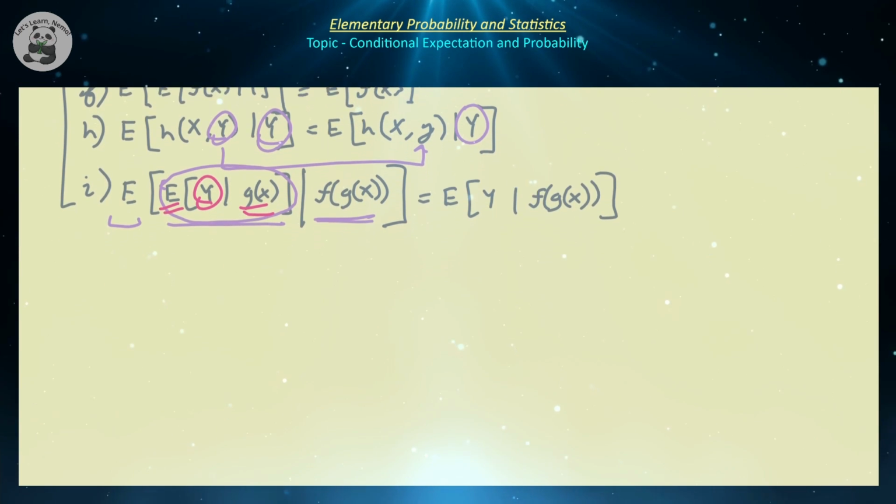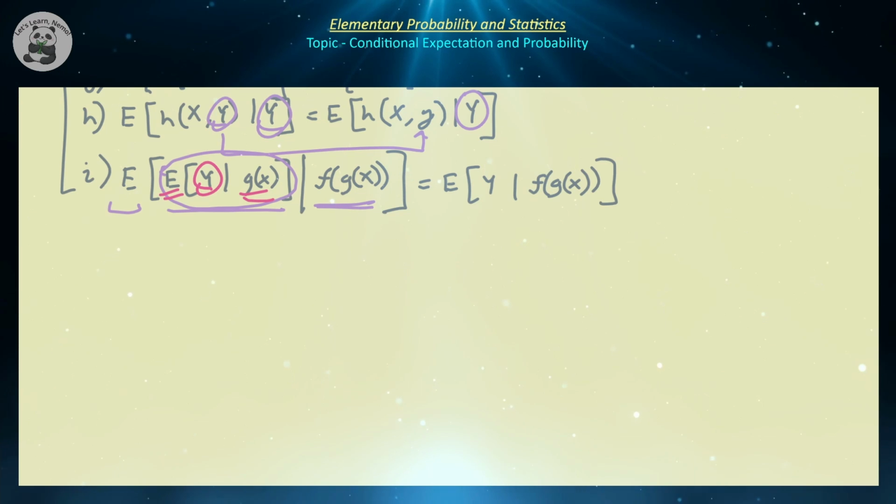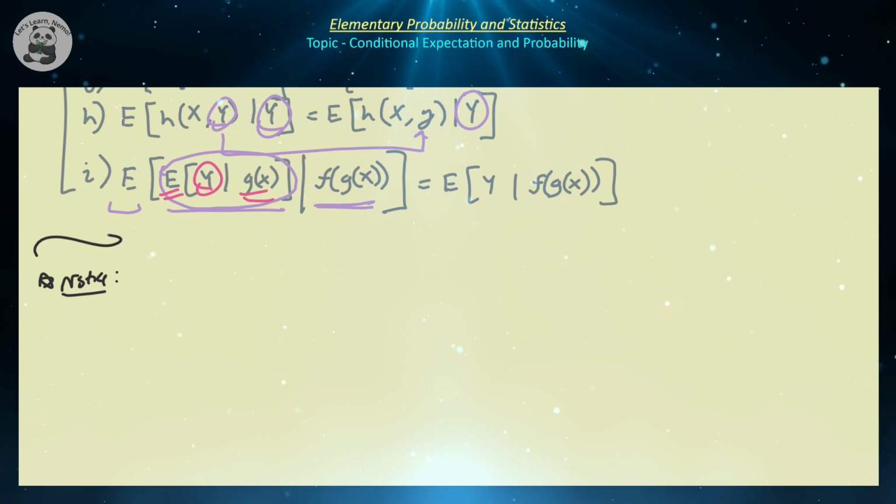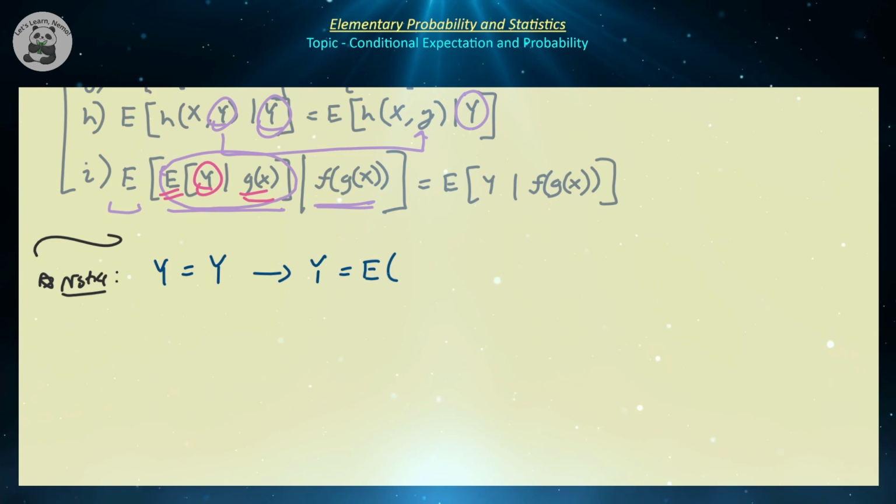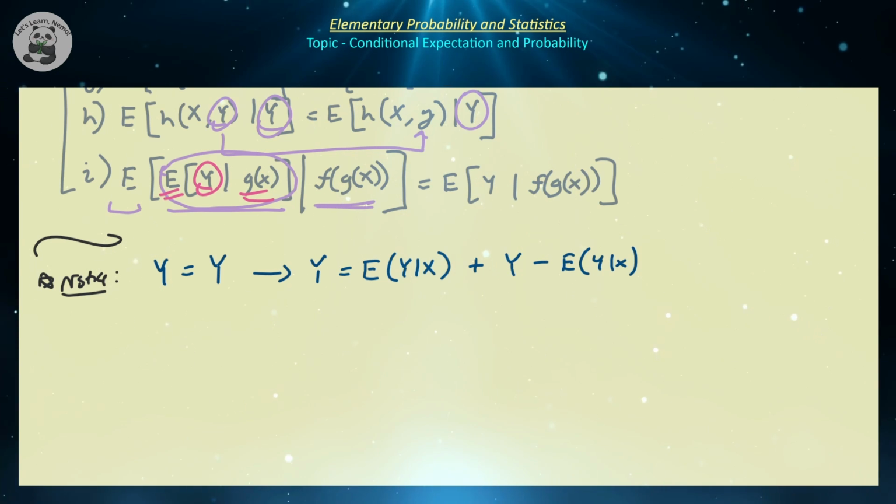Now, the proof of these practically follow the same exact general approach as we did before, but there's a couple things that I want to mention, especially in terms of what these things can be used for. So if we write, for example, y to be equal to y, I don't think anybody can disagree with that, and add and subtract the same exact thing. For example, I can add and subtract E of y given x, so y equals E of y given x plus y minus E of y given x. Now, why do I want to write it like this?